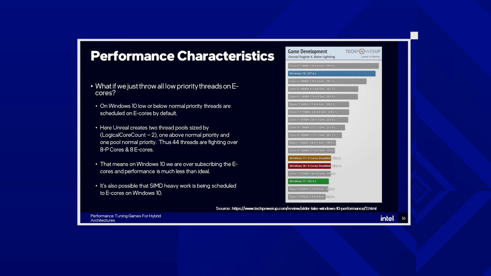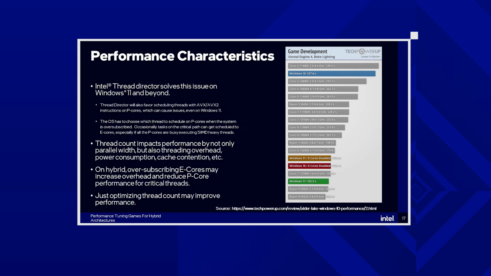And we see here that Windows 10 performance suffers. On Windows 10, we're oversubscribing the E-cores, and performance will be much less than ideal. It's also possible that SIMD heavy work is being scheduled to E-cores on Windows 10. So Intel Thread Director solves this issue for us on Windows 11 and beyond. We can see that, as that's the best performing solution here.